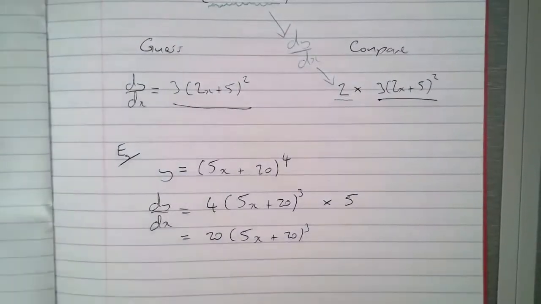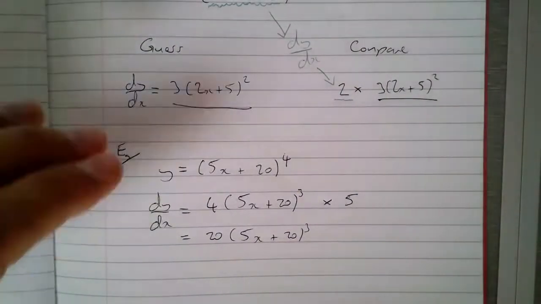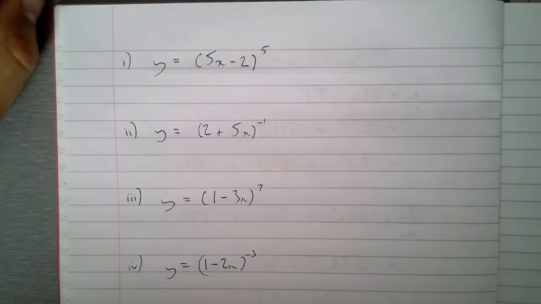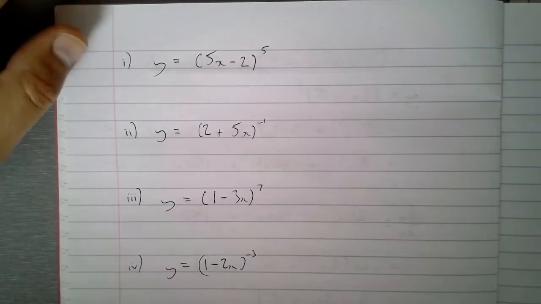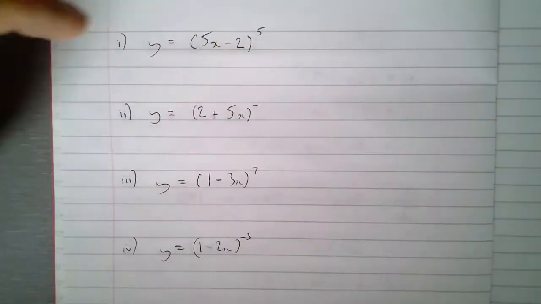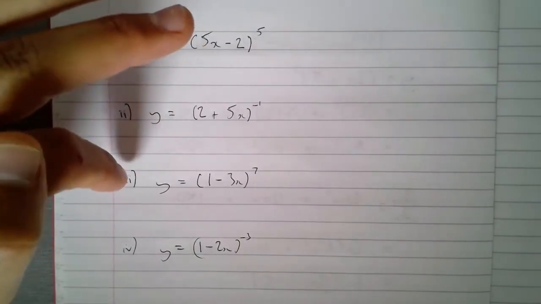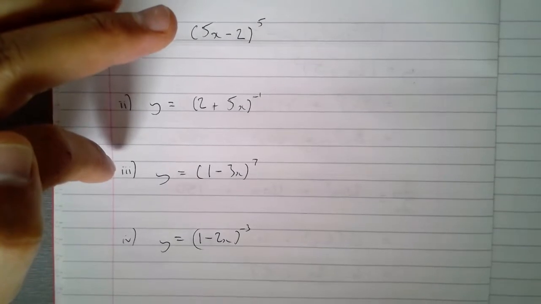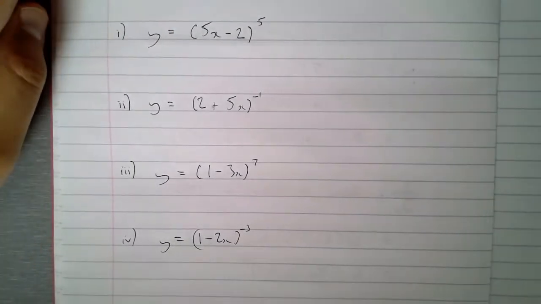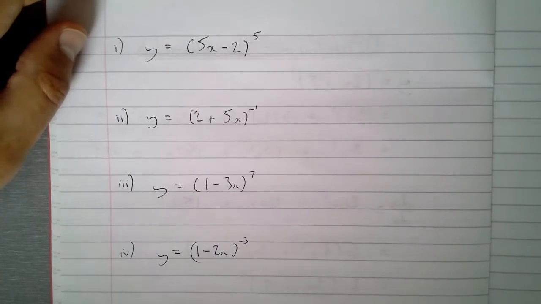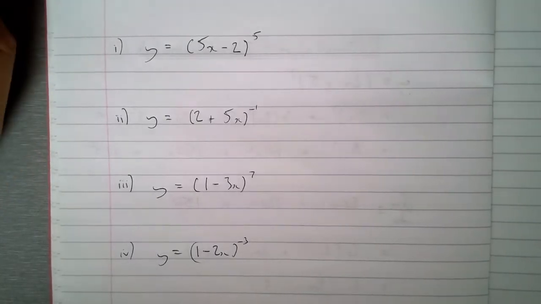Okay, so let's just show a bit more. Well, actually, let's do a few questions first, and then we'll formally show what the chain rule is. So here's 4 quick questions. y equals (5x minus 2) to the power of 5. y equals (2 plus 5x) to the power of minus 1. y equals (1 minus 3x) to the power of 7. And y equals (1 minus 2x) to the power of minus 3. Can you guys just have a quick go at those 4? Come back to the video when you've done them just to check your answers.